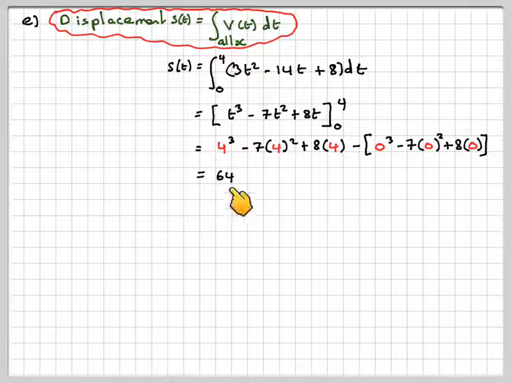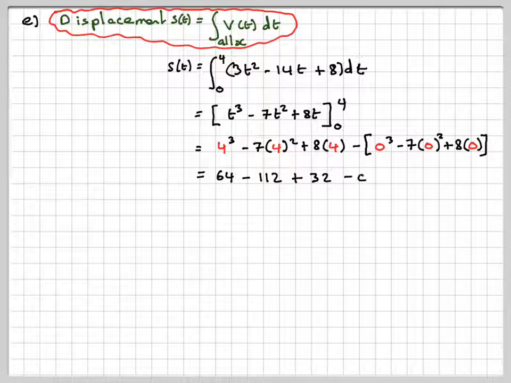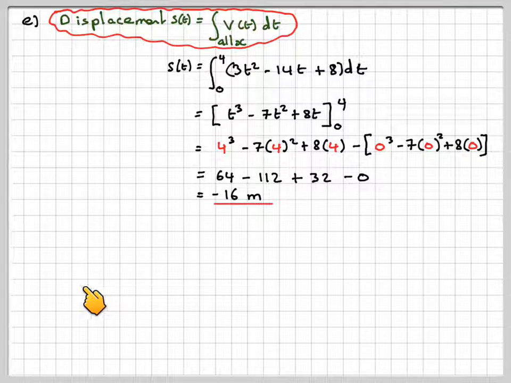So that gives 64 on the calculator here, minus 112 plus 32 minus 0, which gives a displacement of minus 16 meters. So it's actually gone backwards in time, minus 16 meters.